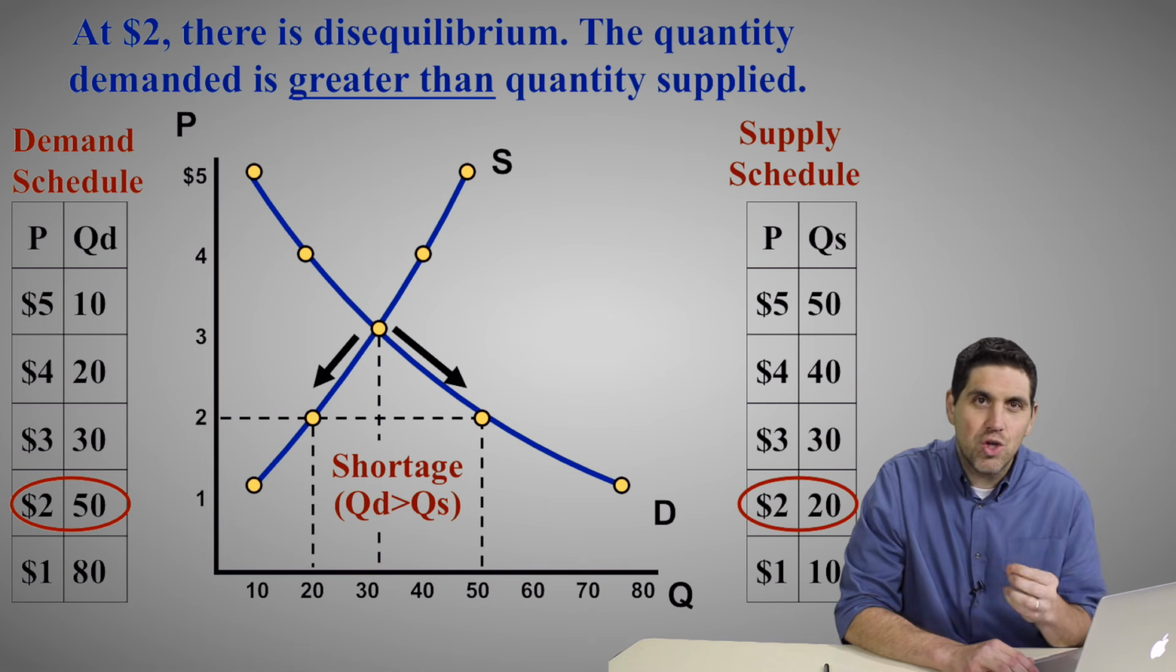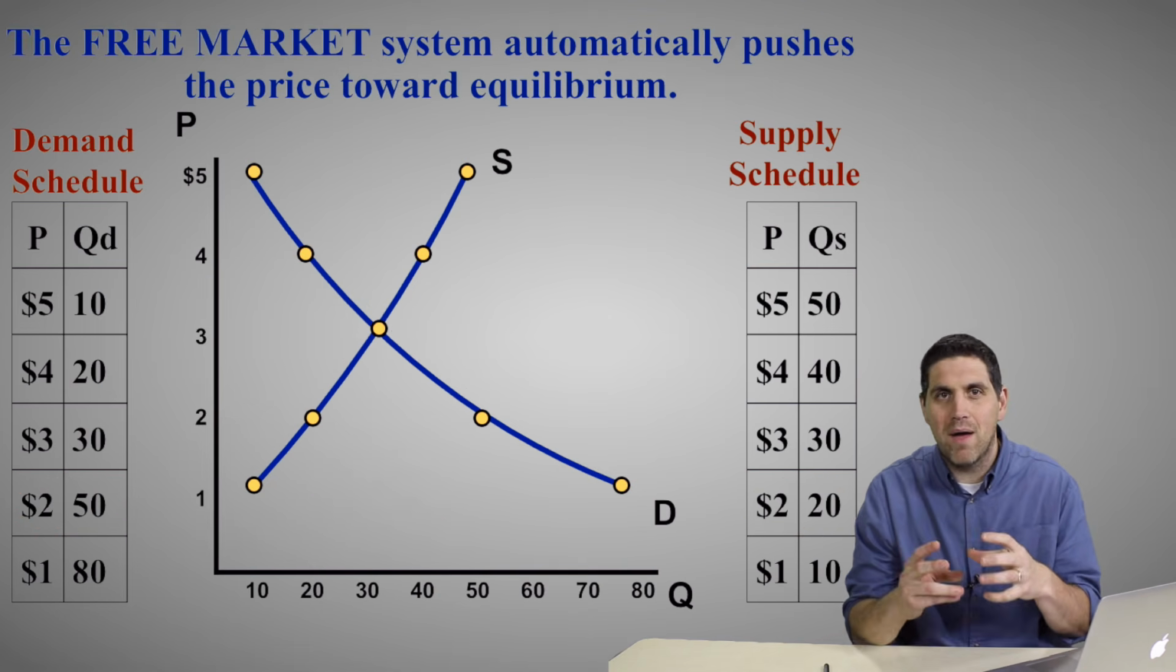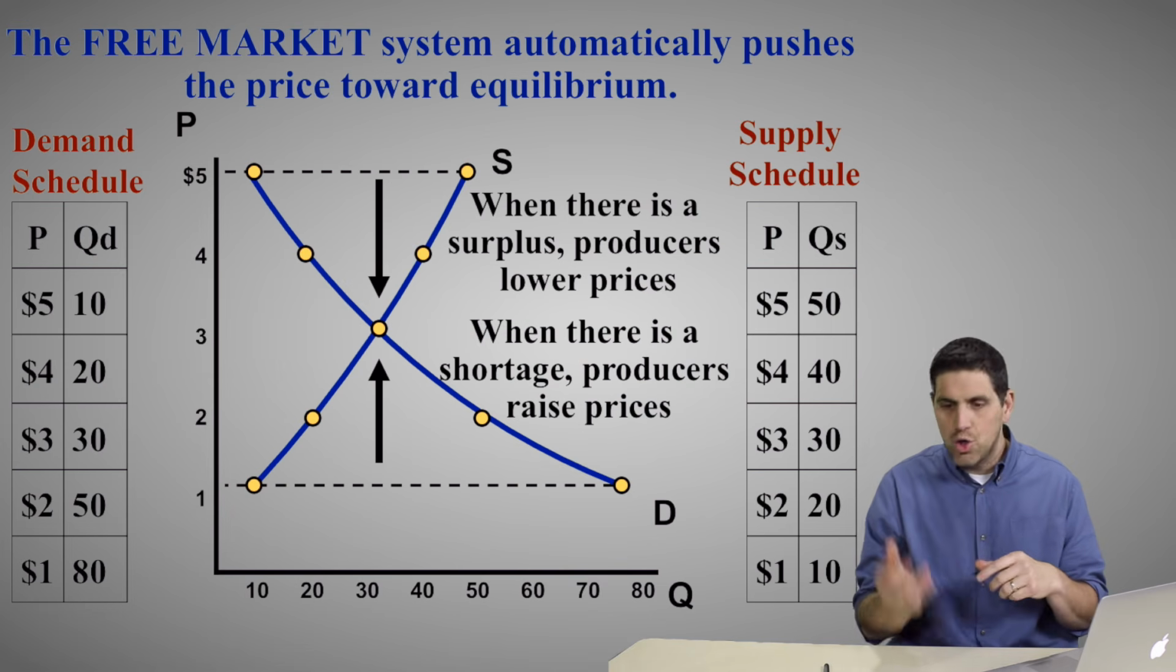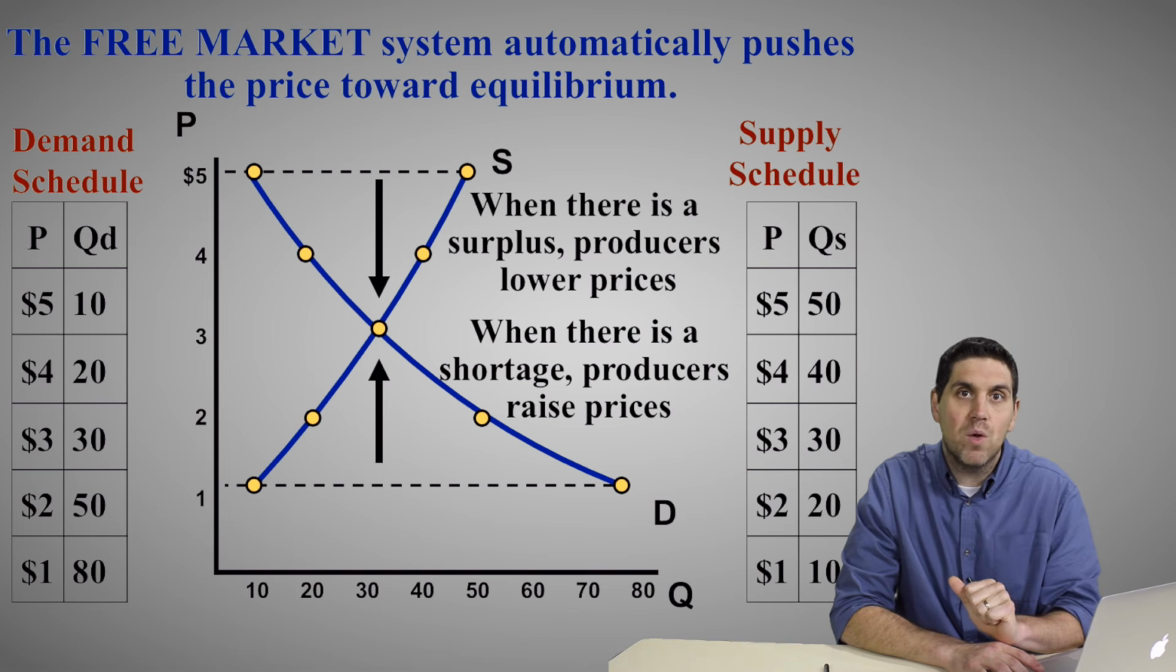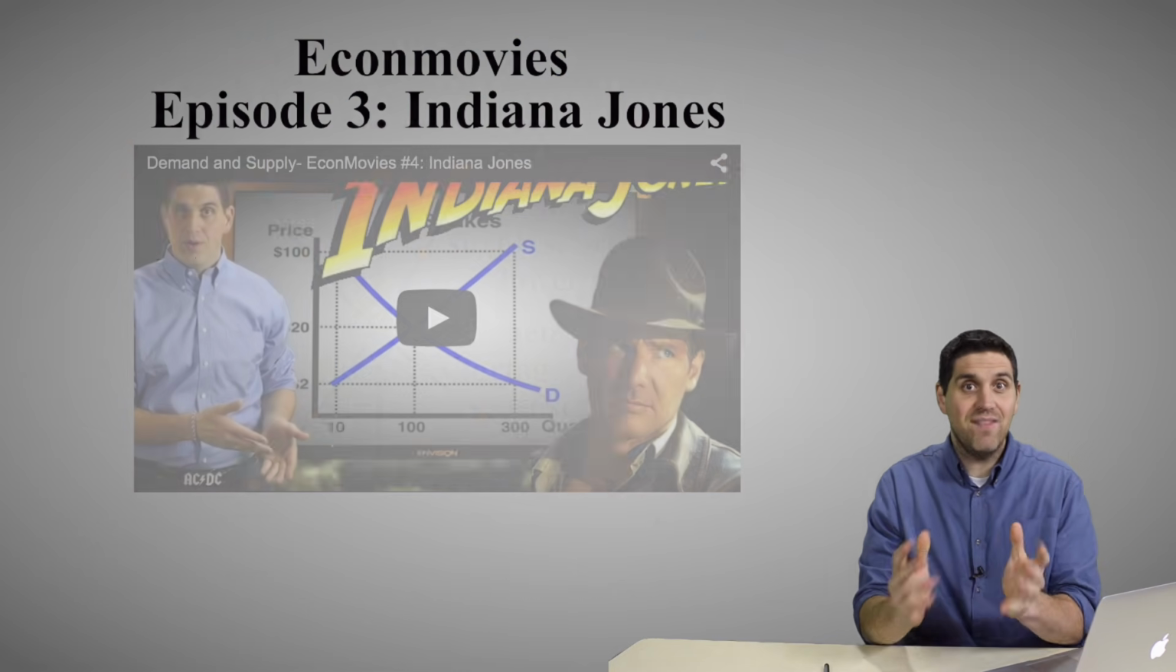Now, a surplus and a shortage might happen in a market, but they don't stay that way. Equilibrium happens for a reason. A shortage pushes the prices up, a surplus pushes the prices down, and a market should be at equilibrium unless something weird is happening.